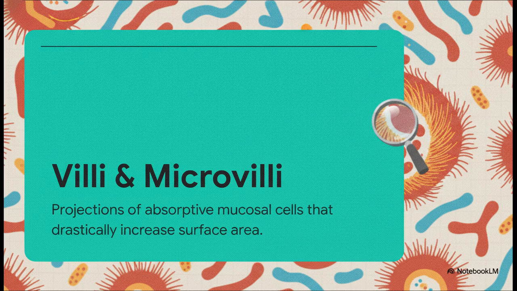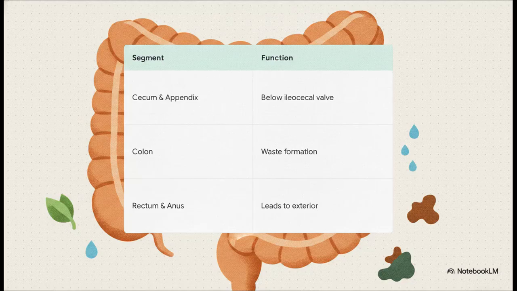Villi are these finger-like extensions of the mucosa, and microvilli are tiny projections right on the plasma membranes of the absorptive cells themselves. Together, they radically increase the surface area available to pull those vital nutrients out of the tube and into our bodies. Let's trace the final pathway through the large intestine.